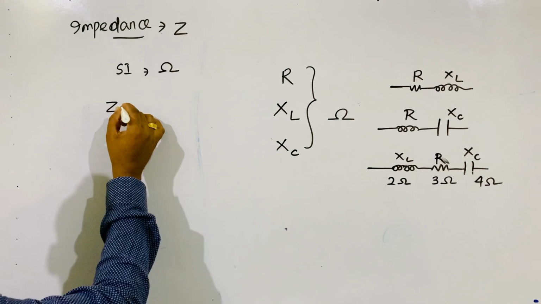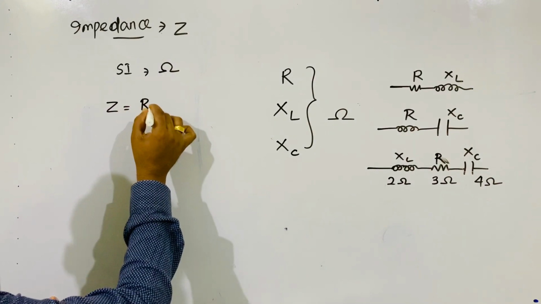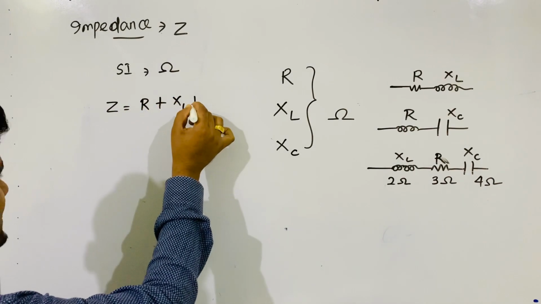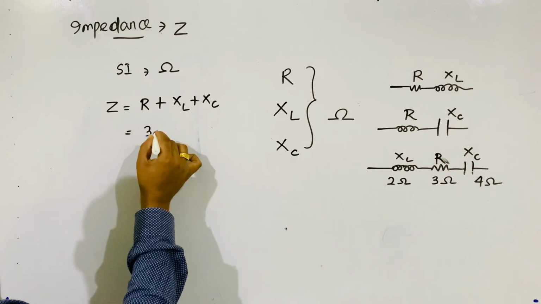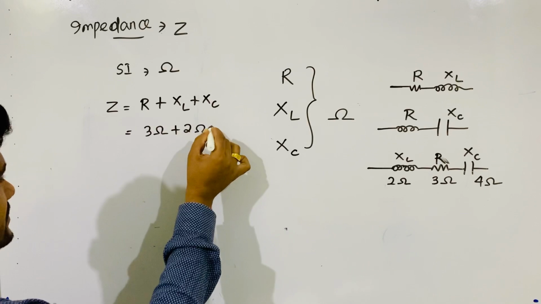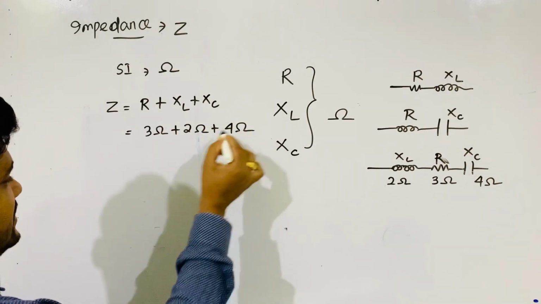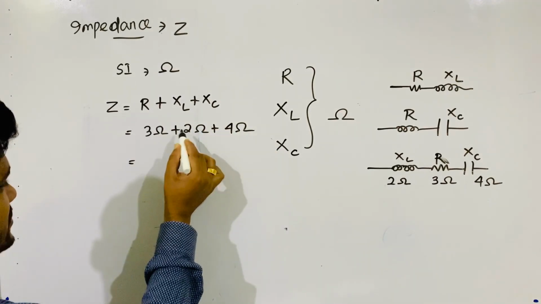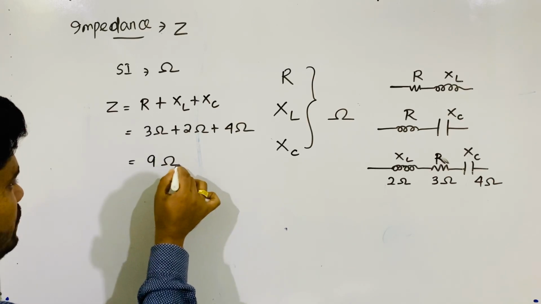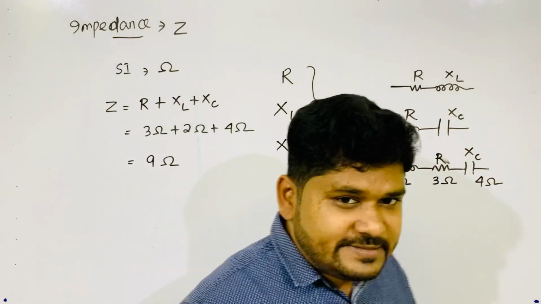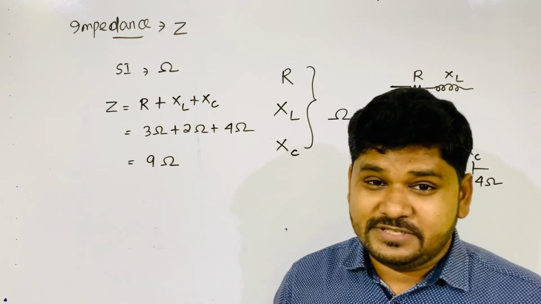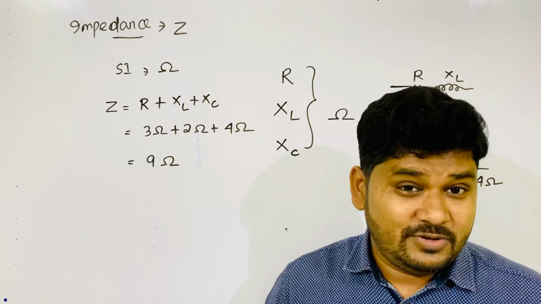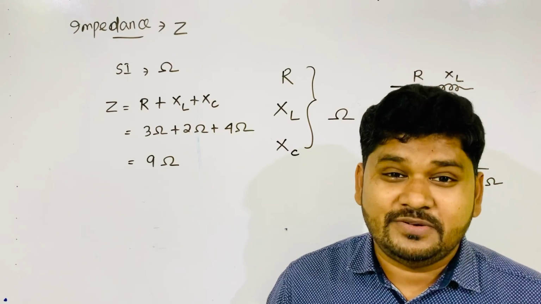Impedance, Z. You have done it like this: resistance plus XL plus XC. R is 3 ohm, XL is 2 ohm, XC is 4 ohm. And it's coming 3 plus 2, 5, 4, 9 ohm. Did you get this much answer? Yes, you are now very happy that you got this answer. But now don't be happy because your answer is wrong.